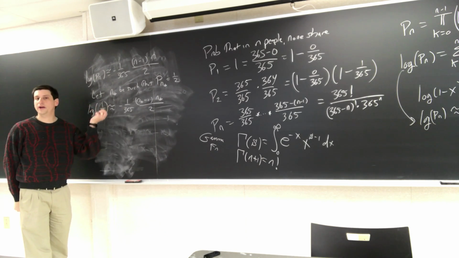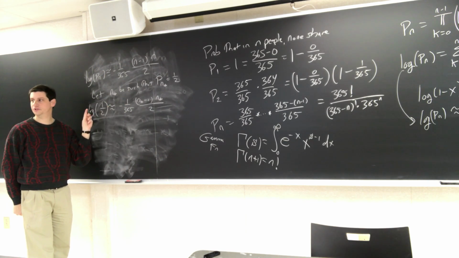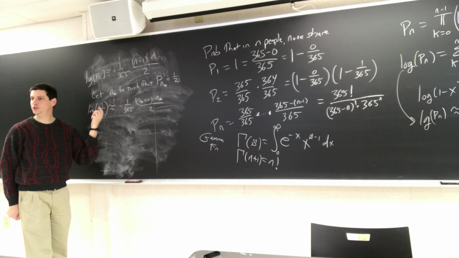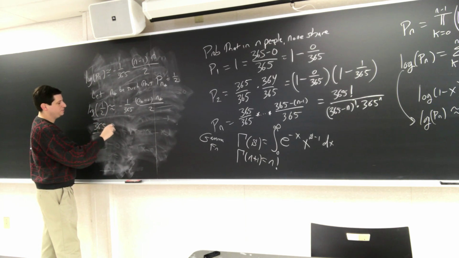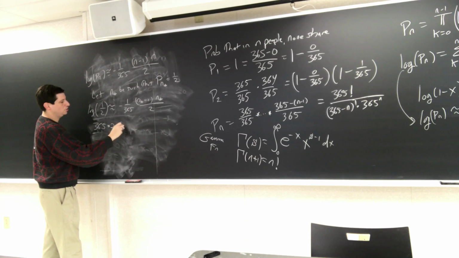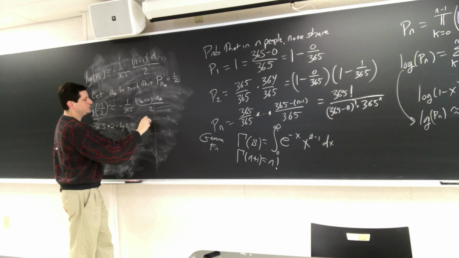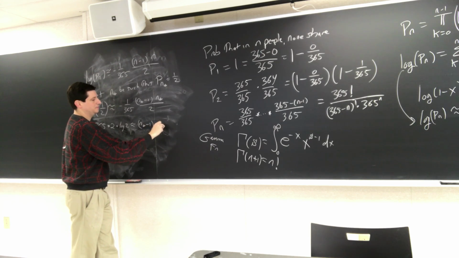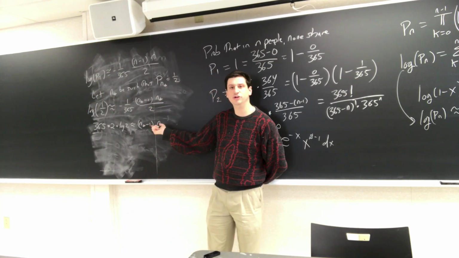The log of 1/2 is negative log 2. I'm going to use some log laws, okay? The negative signs cancel. I'll move the 365 and the 2 over to the other side. I'll get 365 times 2 times the log of 2 is approximately n star minus 1 times n star. Okay, how could I solve for n star? What could I use?